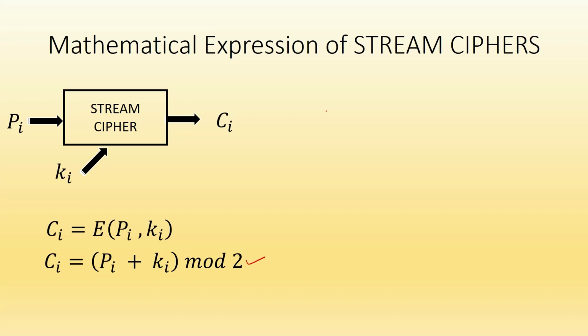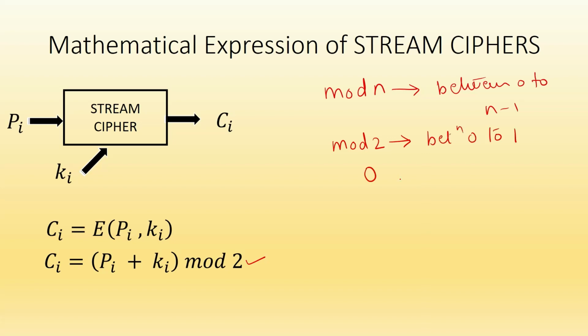Now why do we use modulus 2? As I've discussed in my previous videos, the mod n operation is basically used whenever you are working on finite fields, and most of the cryptographic algorithms work on finite fields. So mod n ensures that whatever is the answer of pi plus ki results in a value which is always between 0 and n minus 1. So if we are doing mod 2, it ensures that your ciphertext bit will always be between 0 and 1. That is, we'll either have a 0 or a 1 as expected, as we are working in the binary domain. So since we are using the binary domain, we are using only two numbers, that is 0 and 1.